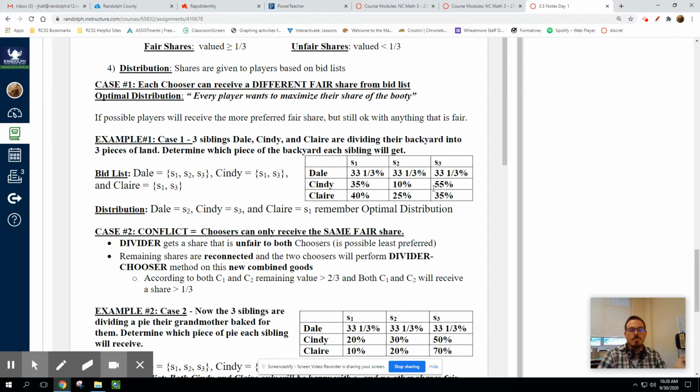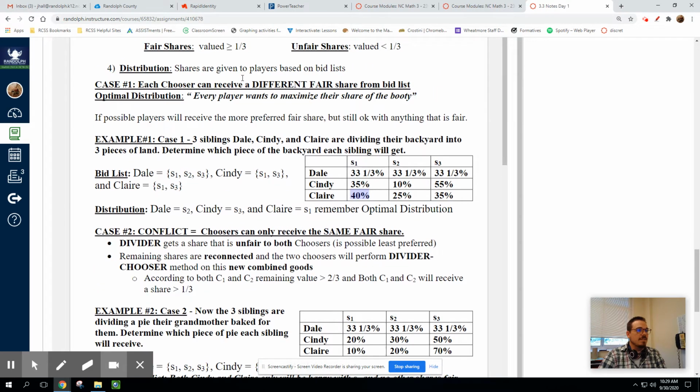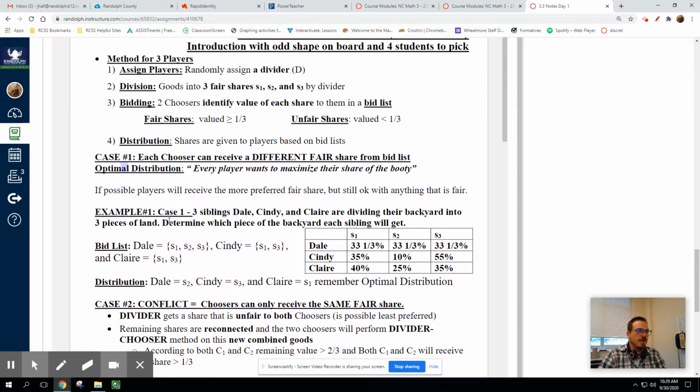Claire likes S1 more, so she's going to get S1. She likes it more than Cindy, and Cindy likes S3 more than Claire. So they kind of divide it off in that particular instance. That is optimal distribution. That is whenever we see optimal distribution.